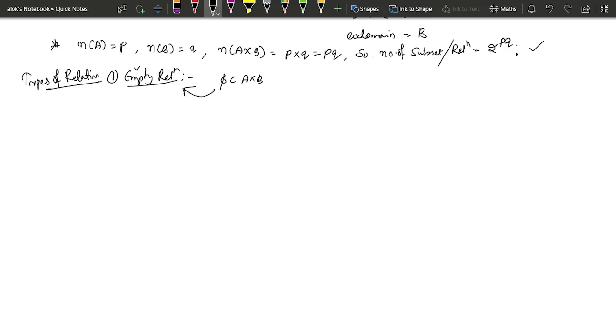Next is the universal relation. So what is the universal relation? We know that every set is a subset of itself. So A cross B is also a subset of A cross B. So the relation A cross B is called the universal relation.